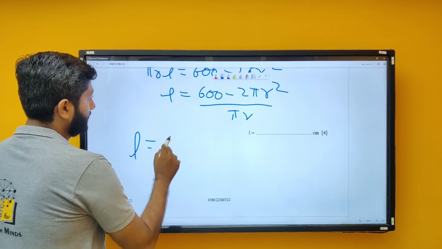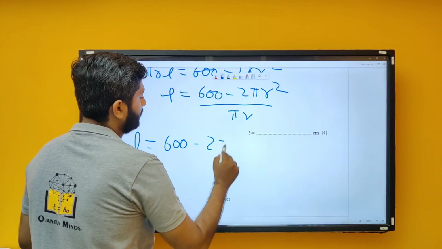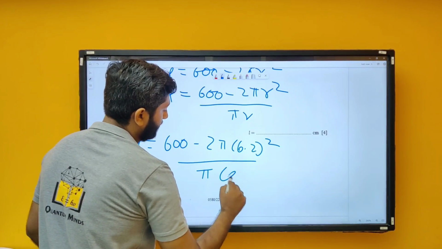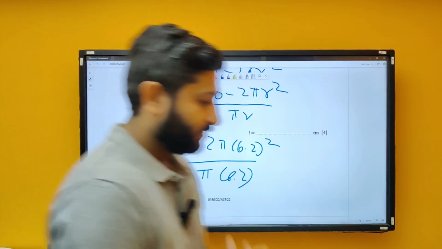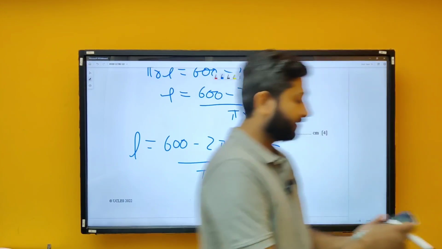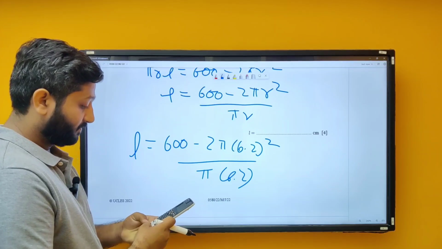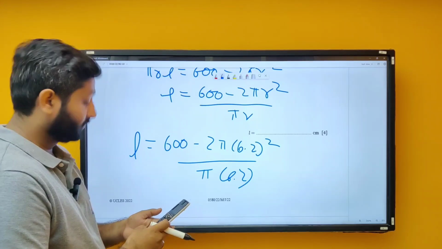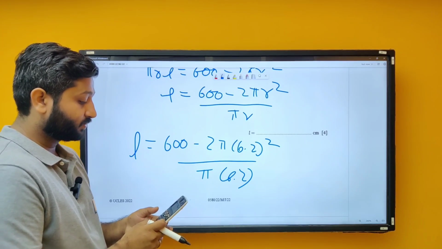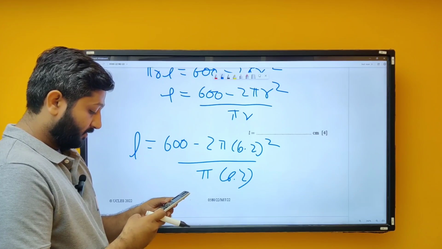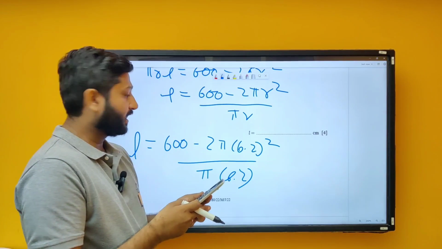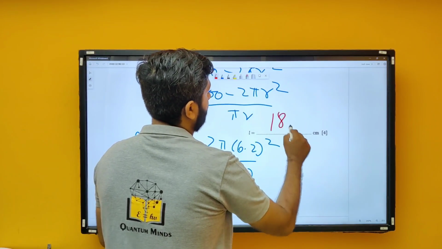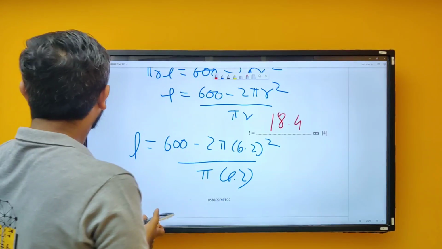So L is 600 minus 2 into pi into 6.2 square upon pi into 6.2, which is 18.40, or I can write it as 18.4. Sorry for the fumble, guys.